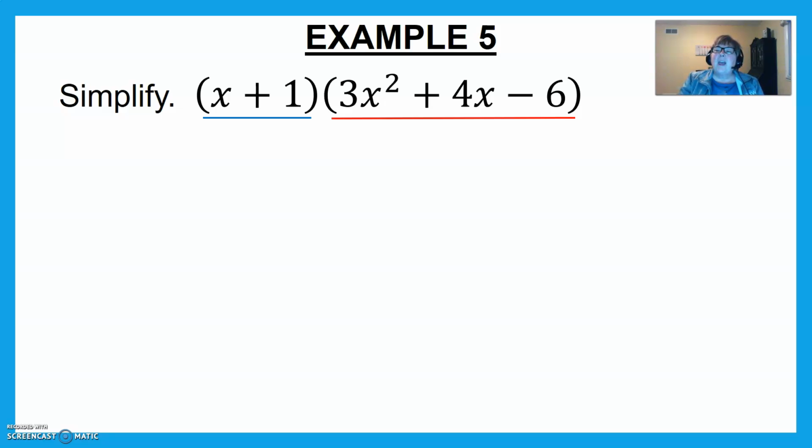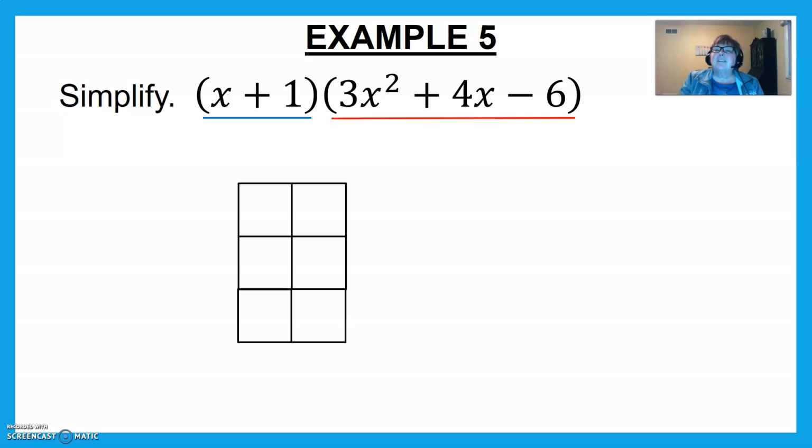Same exact way, except instead of a 2 by 2 box, I'm going to do a 2 by 3 box. And my diagonals should still all be the same. So I'm going to put x plus 1 on the top, and I'm going to put 3x squared plus 4x, and then I'm going to put a plus negative 6, so I remember that 6 is negative. All right, now I just start multiplying things together.